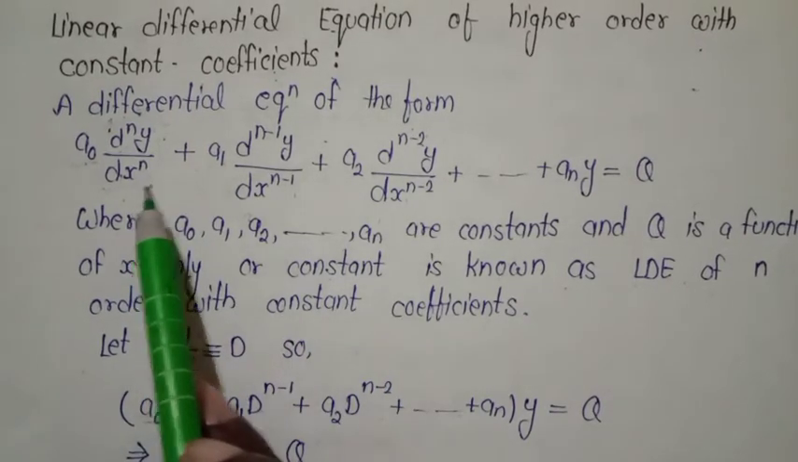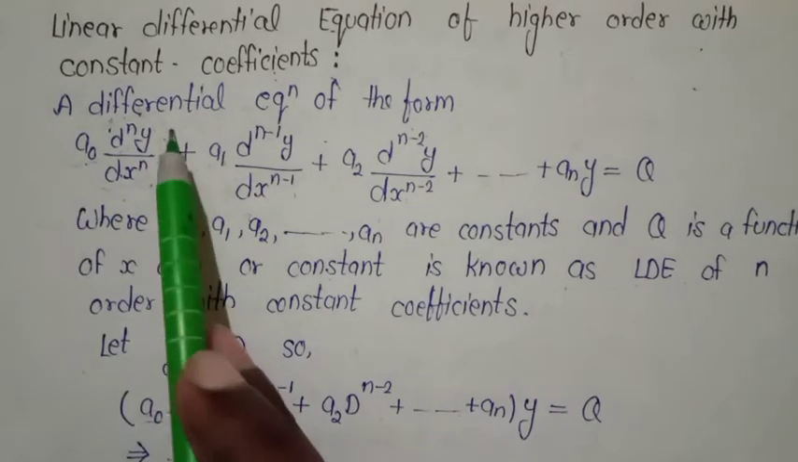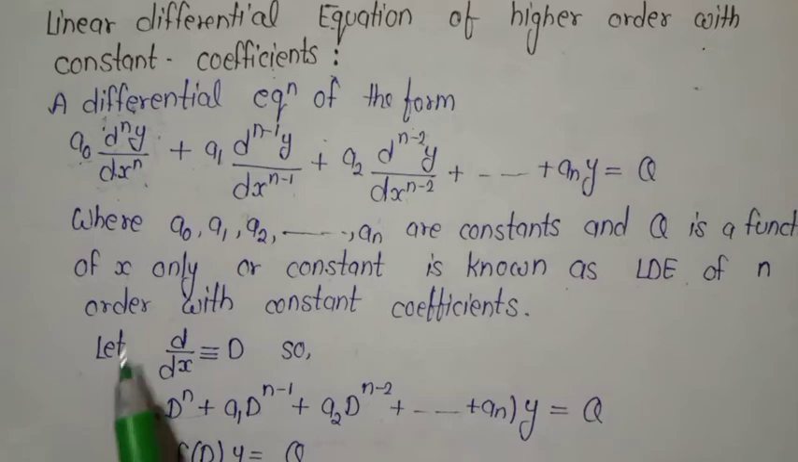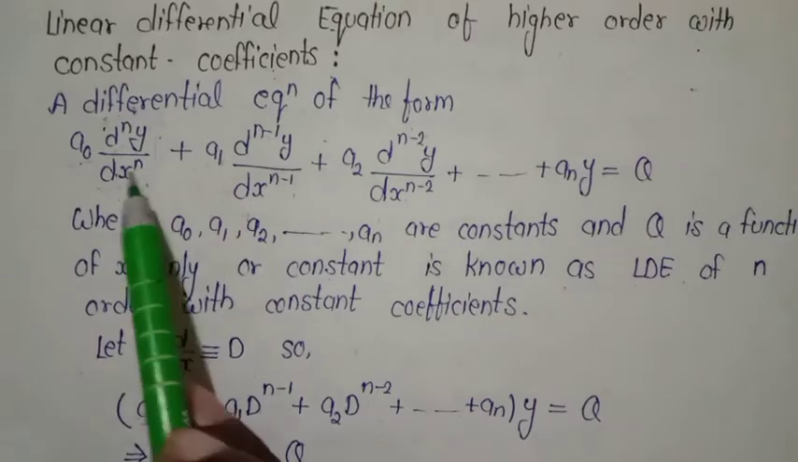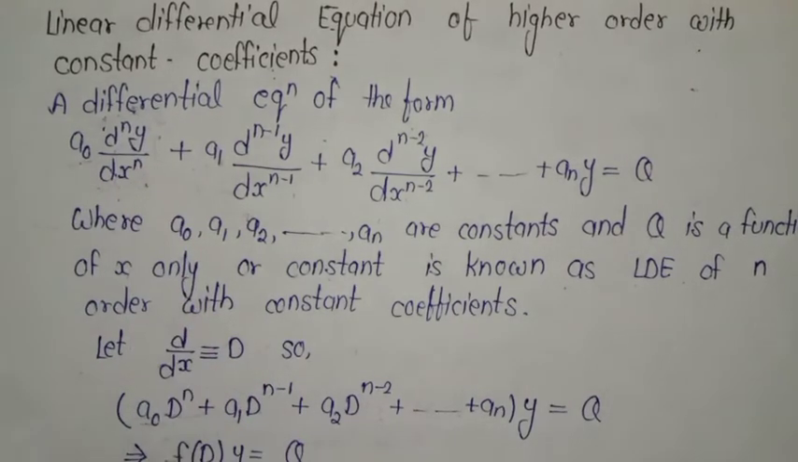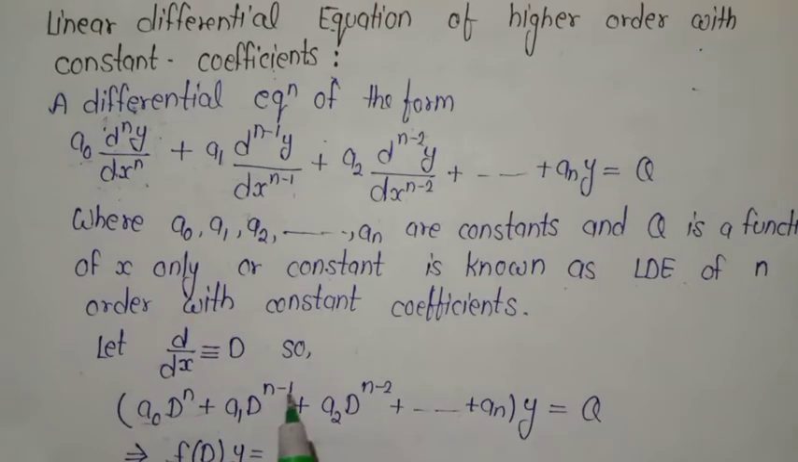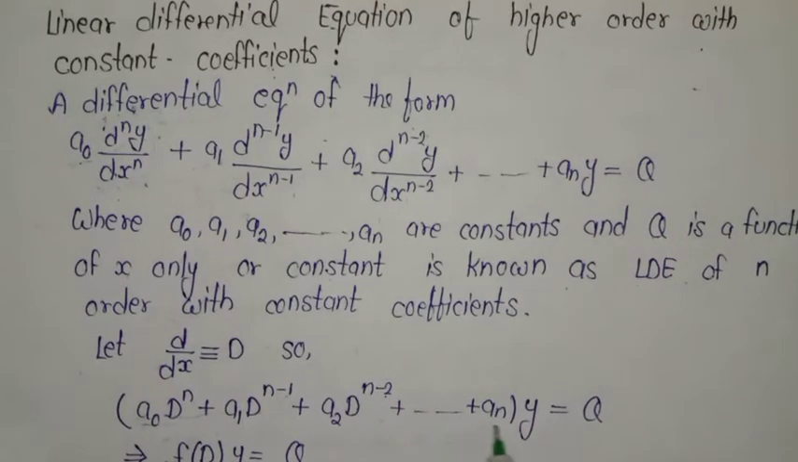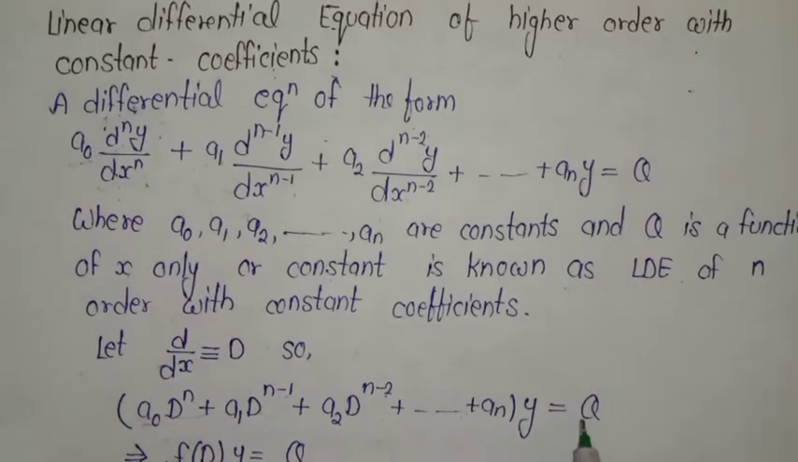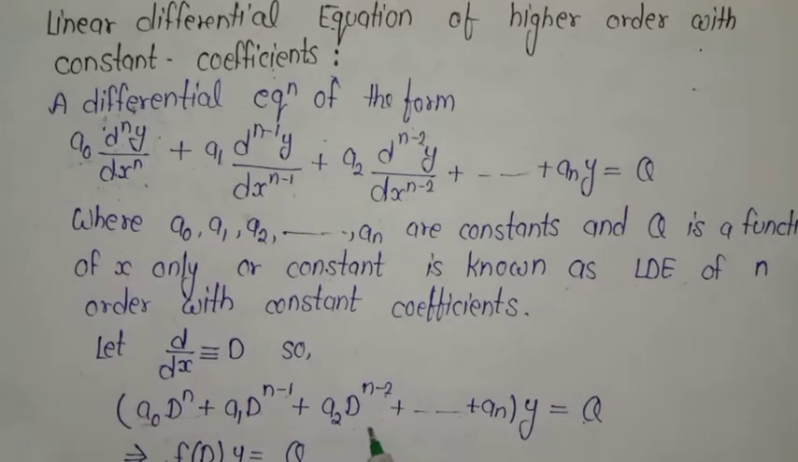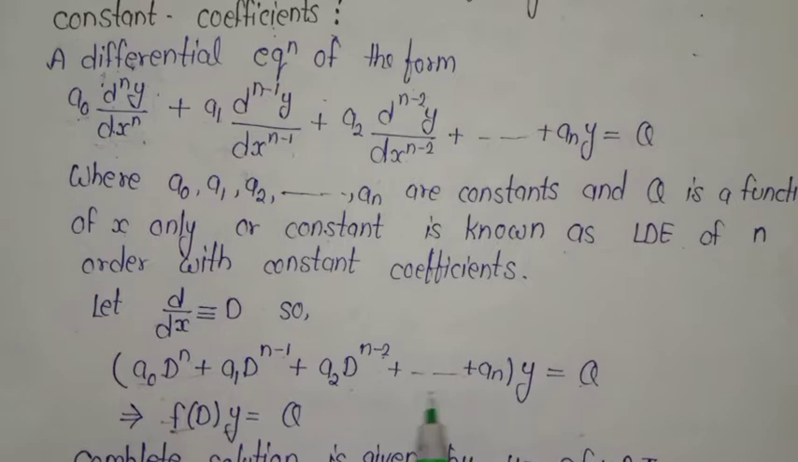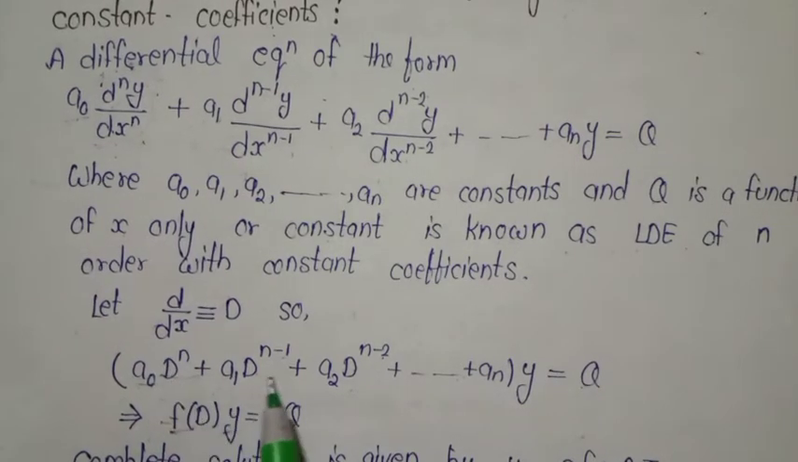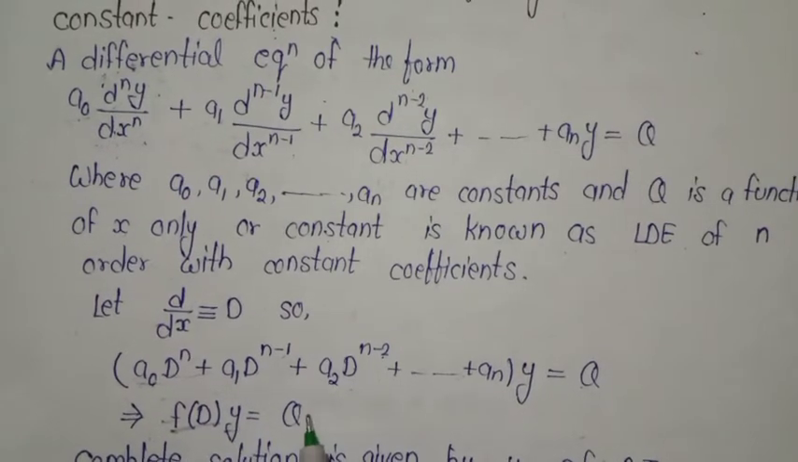This is an nth order differential equation because you can see the highest order derivative is n. Now we can write d/dx as D as well. In that case the equation gets reduced into this form because this is of degree n. So this becomes a0 D^n plus a1 D^(n-1) plus a2 D^(n-2) and so on an, y is equal to q. So this equation can be written in this form as well. Now you can see a0, a1, a2 and so on an are all constants, and in that case this is just a function of D only. So we can write it as f(D) y is equal to q.